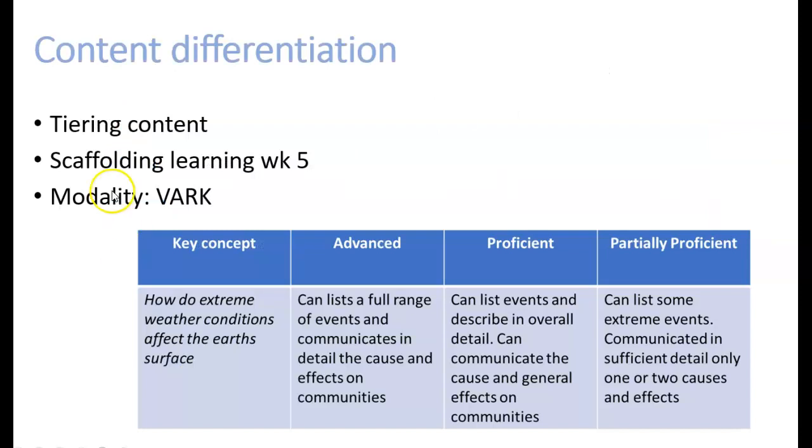In content differentiation, we talked about tiering, the different levels that you provide for learning. Scaffolding is associated with content differentiation, where you'll support and have different levels of scaffold for different levels of students. We also talked about selecting content on different modalities: visual, auditory, reading, and kinesthetic. The table here represents how we make sure that when we're planning, we're teaching up. If you look at what the advanced level looks like, it helps us unpack what other areas we'll have to provide for.